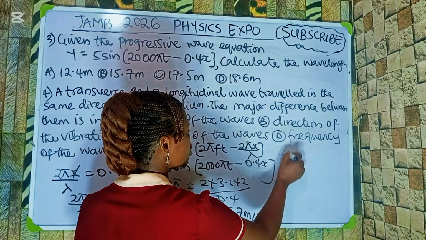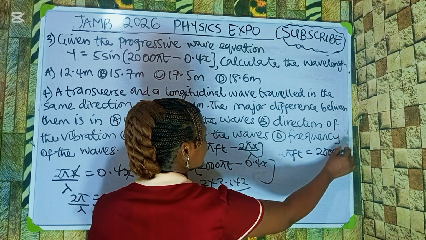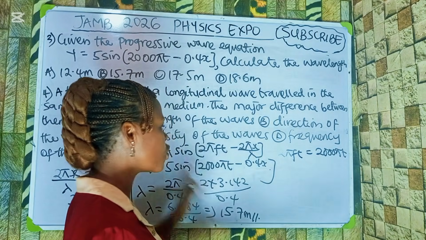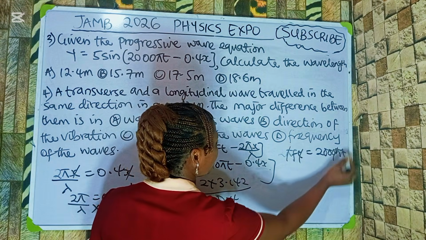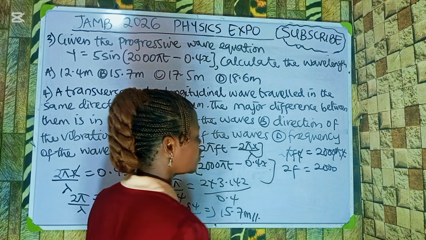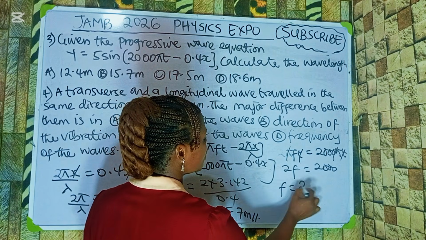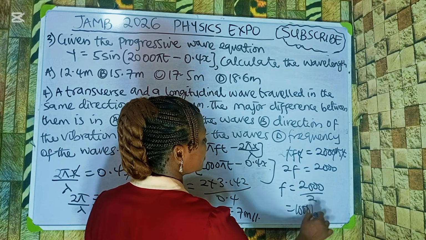So this is going to be 2 pi ft is equals to 2000 pi t, right? You see what I just did? I have to equate them and cancel the ones that are common. We cancel pi t, we have pi t, right? So I have 2f is equals to 2000. Automatically, my f is going to be 2000 over 2, which is going to give me 1000 Hz.